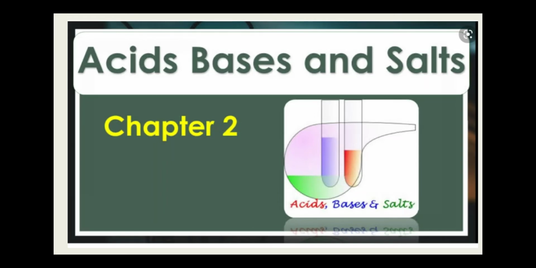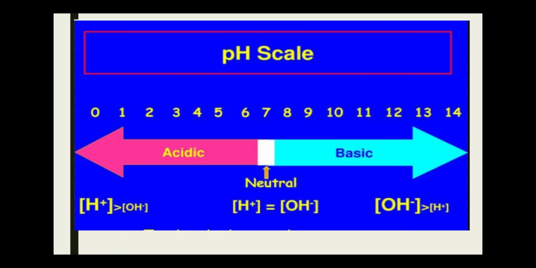We are on chapter number 2, acids, bases and salts, with worksheet number 12, which is being given to you on 31st of July. Let's see what is there. Let's first recap what we did earlier, that is the pH scale.